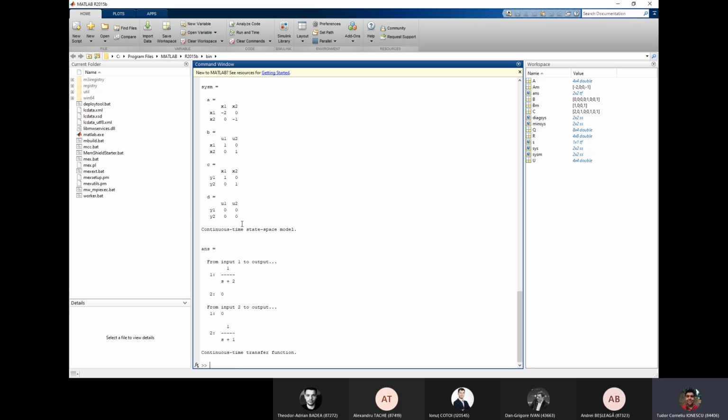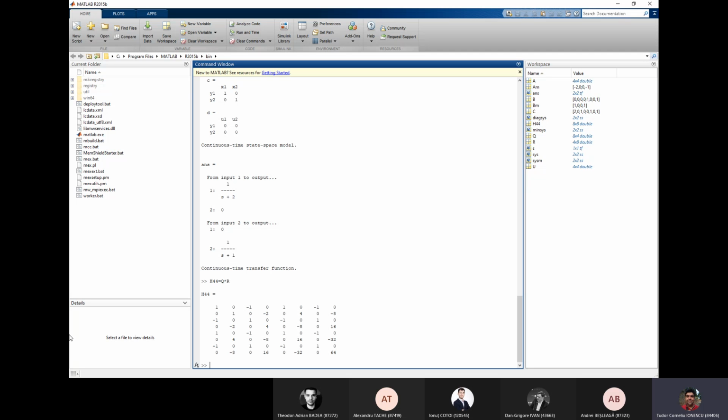Okay, so let's compute the Hankel matrix. Let's call it H44 because this is of dimension 4. Q times R. This is the Hankel matrix. You see the Hankel matrix. This Hankel matrix contains the Markov parameters. Keep that in mind. So these numbers 1, 0, -1, they're all made of the Markov parameters, just like the formula we discovered 2 hours ago. Okay, so these are the Markov parameters. Fine.